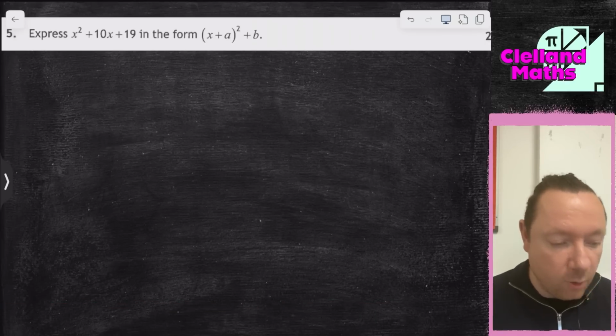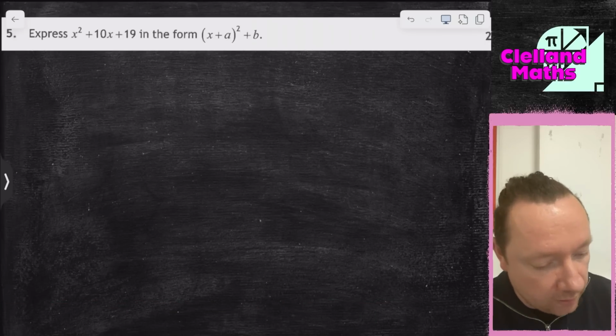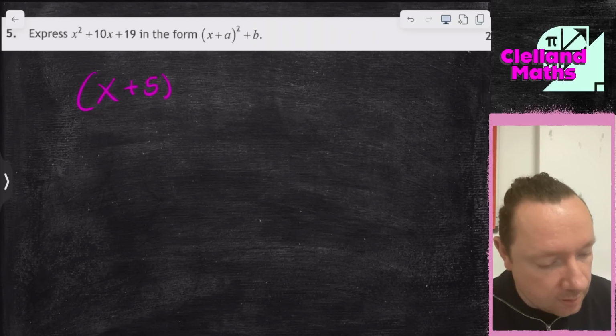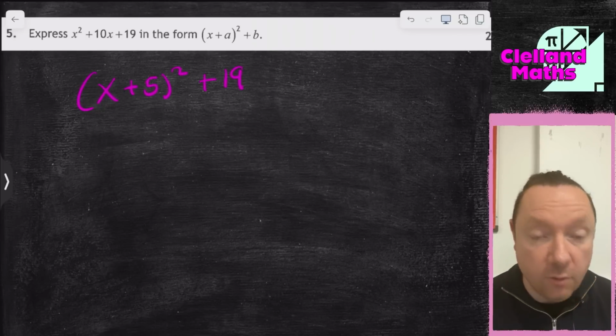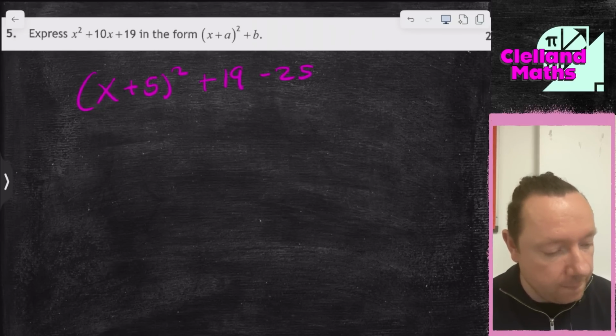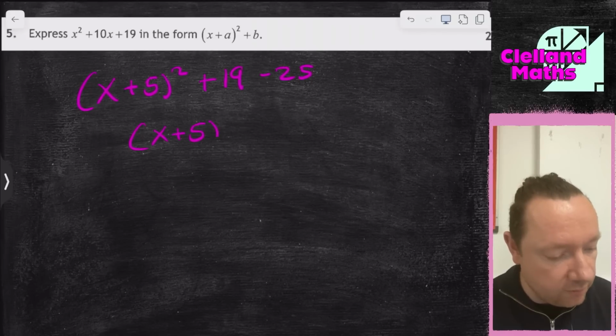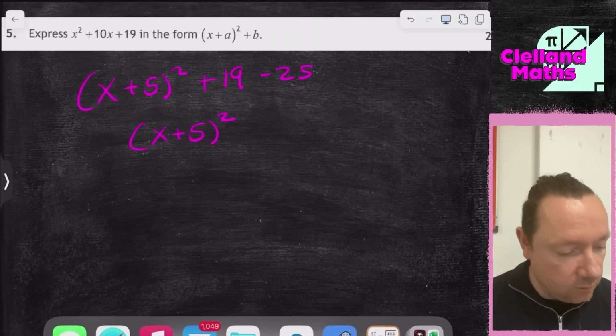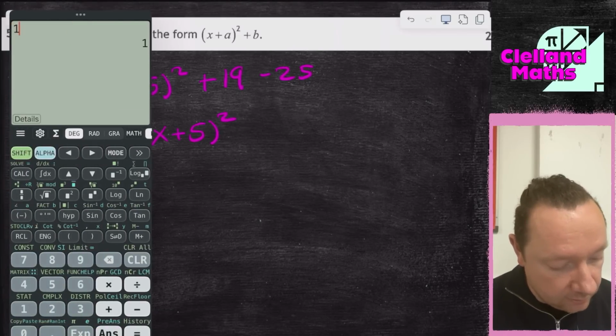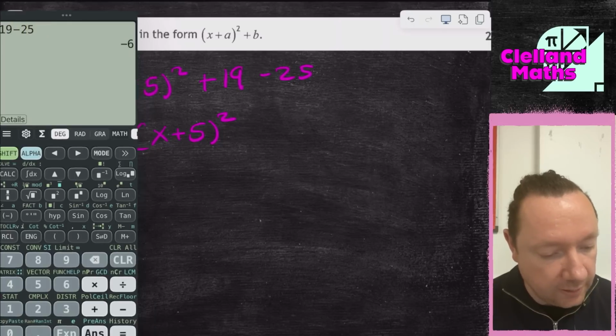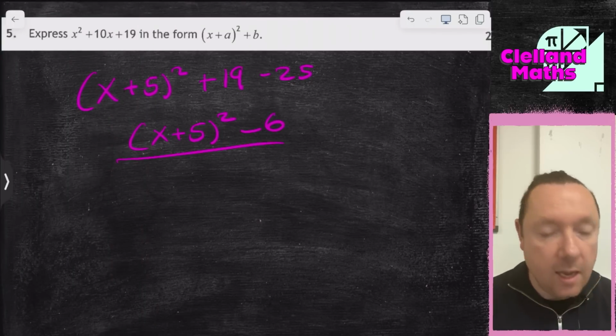Express this in the form x plus a squared plus b. Complete the square. Half the middle term. Still got 19. And then I do 5 5s is 25 and take it away. X plus 5 squared then. And 19 minus 25, well, we've got a calculator, guys. So if you can't do it, just check. Minus 6. And we're done there.